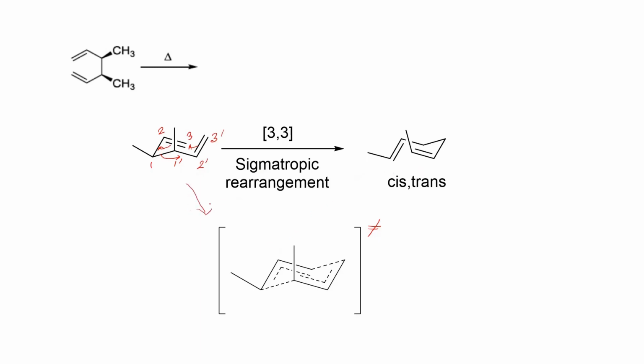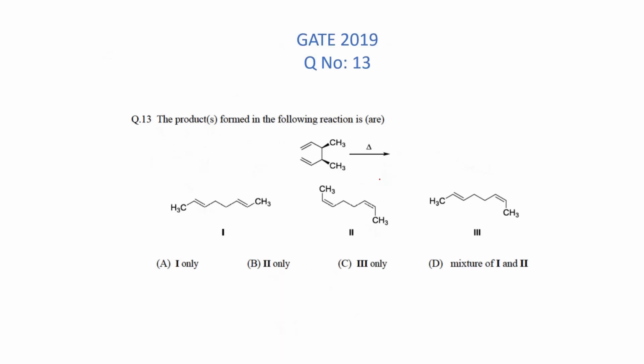From this transition state, we will get the product like this, where one bond will be trans and one bond will be cis. This is a cis bond and here we will get one trans. So in our question, let's see if there is an option with one cis and one trans. Here both are trans. Here both are cis. Here one trans, one cis. So the correct option will be C.